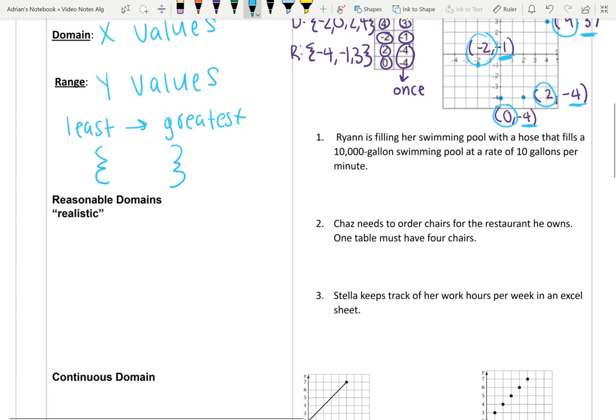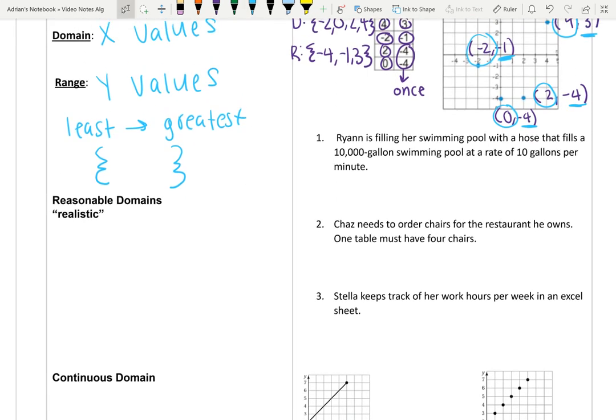Okay, the next thing we're going to talk about is reasonable domains, which really just means a realistic domain. So it's just asking you, realistically, what values could x take? So my first example here says that Ryan is filling her swimming pool with a hose that fills a 10,000 gallon swimming pool at a rate of 10 gallons per minute. So let's look at the amount of time. So we have 10 gallons per minute.